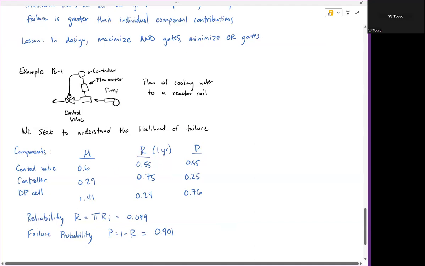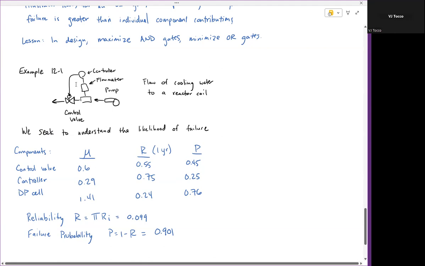I can then convert those to a reliability, and for a lot of cases, we're looking at the likelihood of failure within a year. So the time frame of 1 year is oftentimes assumed. Remember, R is equal to e to the minus mu t. And so the greater this failure rate is, the less reliable it is, and that should make intuitive sense. And then the probability of failure is simply 1 minus the reliability.